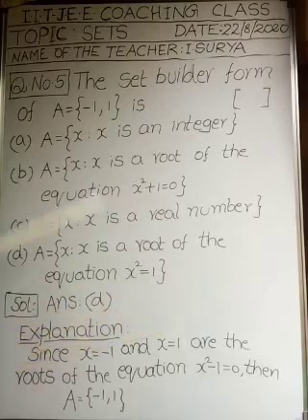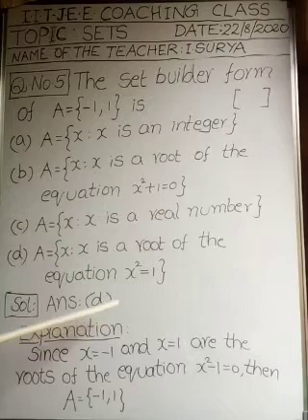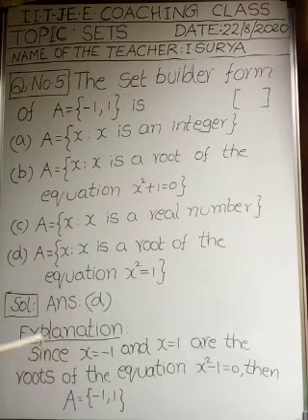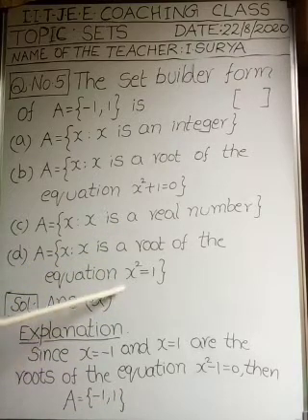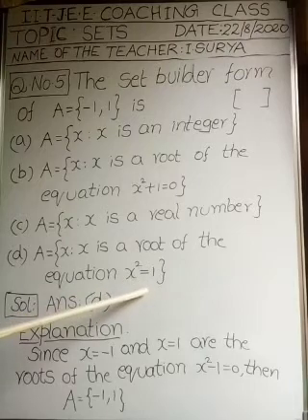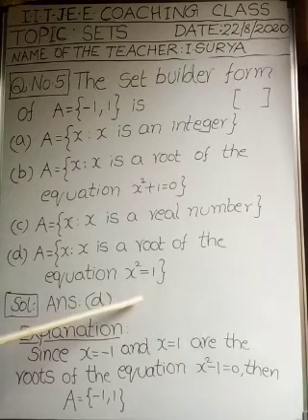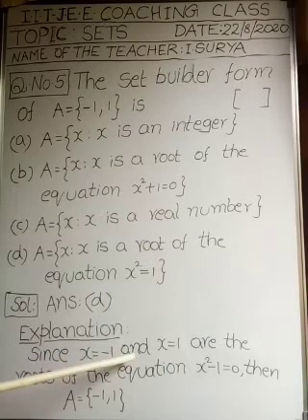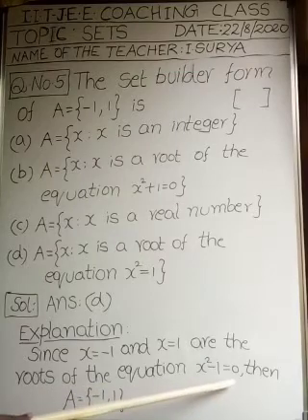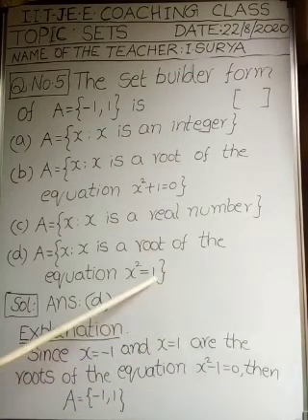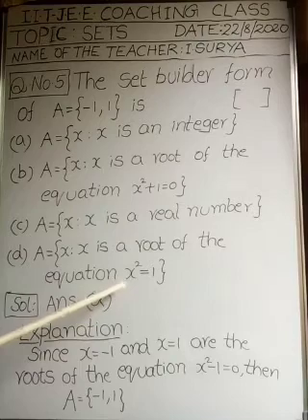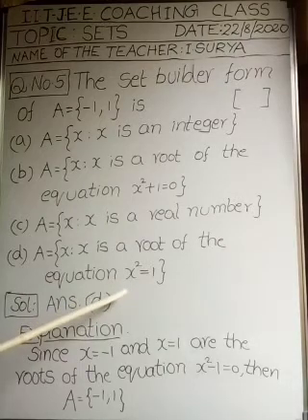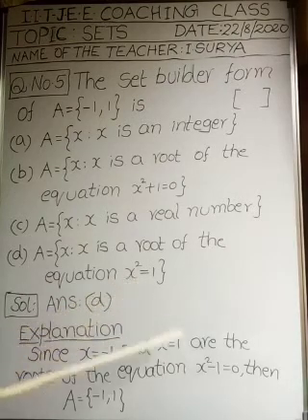Okay, my dear children. Out of these four options, fourth option is the correct option. Let us see the explanation. Here x square is equal to 1. If you find the roots of this equation, we get here x is equal to minus 1 and x is equal to 1 are the roots of the equation x square minus 1 is equal to 0. If we are taking this side 1, it becomes minus 1.